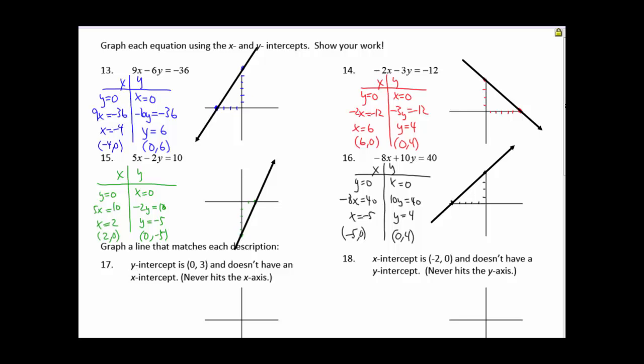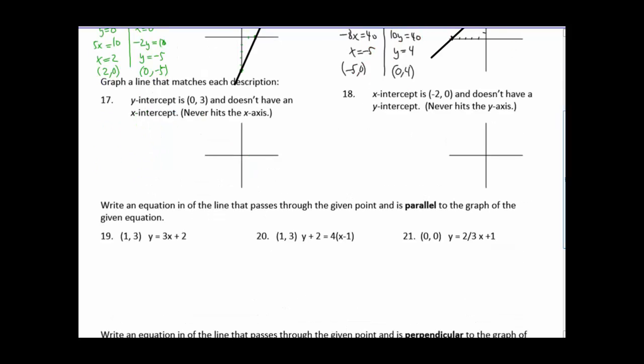Number 17. Alright, graphing a line that matches each description. So we do have a y-intercept of 0, 3. So if we take our x and y coordinates, if we go up to 0, 1, 2, 3, and we put a point. And if it doesn't have an x-intercept, we know it's not going to cross the x-axis. So the only thing that we could do is have this line that goes this way through 3.